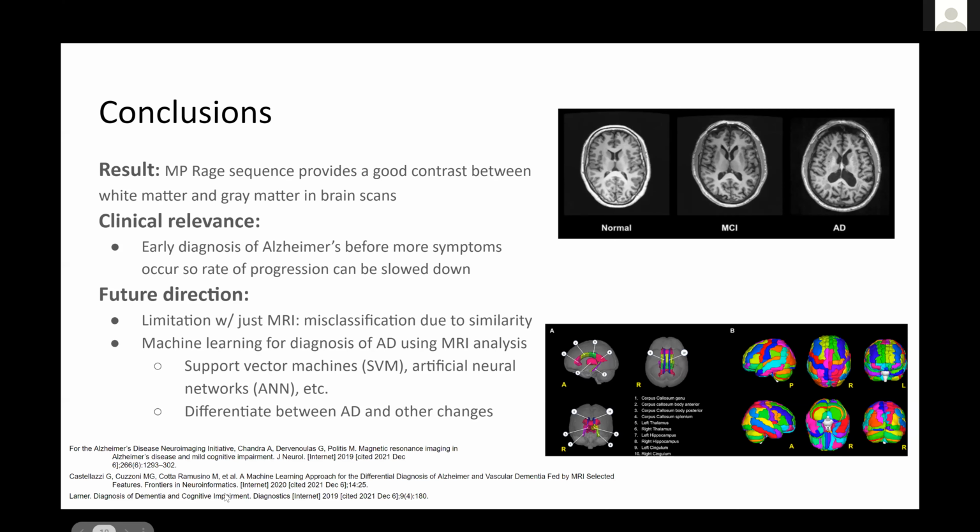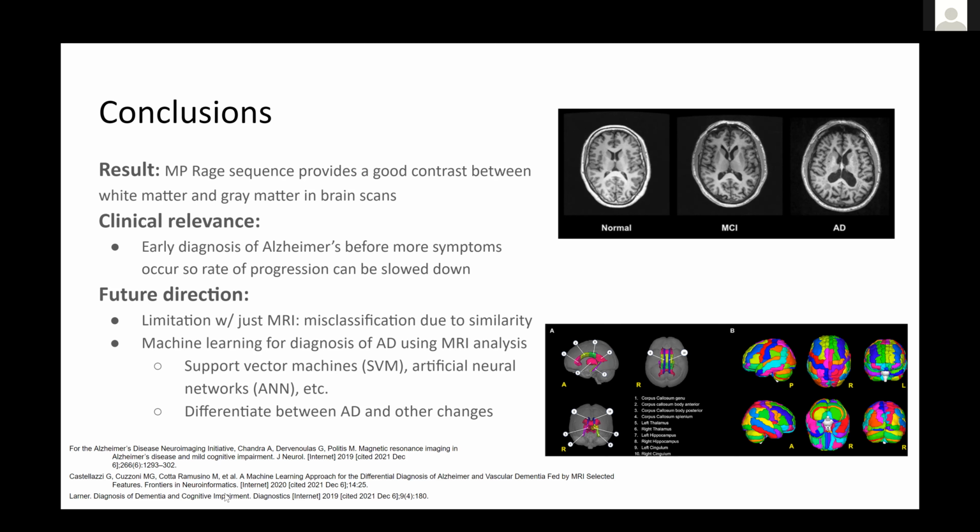So in conclusion, our project has shown that the MP-RAGE sequence provides a good tool for radiologists to differentiate the contrast between white matter and gray matter in brain scans. This is helpful in the early diagnosis of Alzheimer's, so the rate of progression of the disease can be slowed down. MRI in general has been able to provide the necessary markers for understanding the progression of the disease. Different sequences have been found to produce T1 and T2 weighted images as a way to receive information from both.